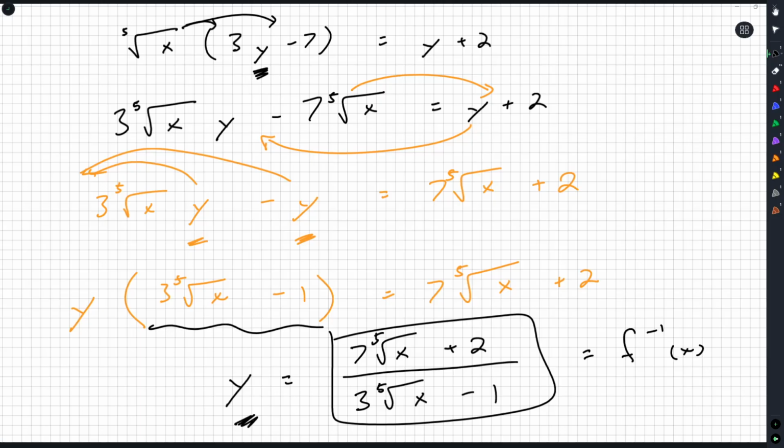So this must be my formula for f inverse of x. Now the whole reason we did this is because it's probably easier to find the domain of this than it is to try and find the range of f just from the formula. So let's go through it now. F inverse has this formula. It was 7 times the 5th root of x plus 2, and then it was 3 times the 5th root of x minus 1.